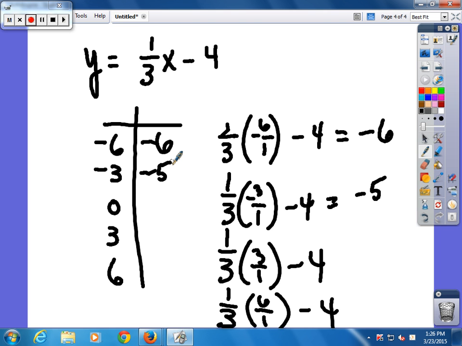What's 0 times 1/3? 0. 0 minus 4 is, and now you're looking for a pattern. Negative 6, negative 5, negative 4, negative 3, and now tell me what's hard about graphing. It's not hard if you know how to do two things. If you know how to deal with fractions and you know how to plan around fractions.